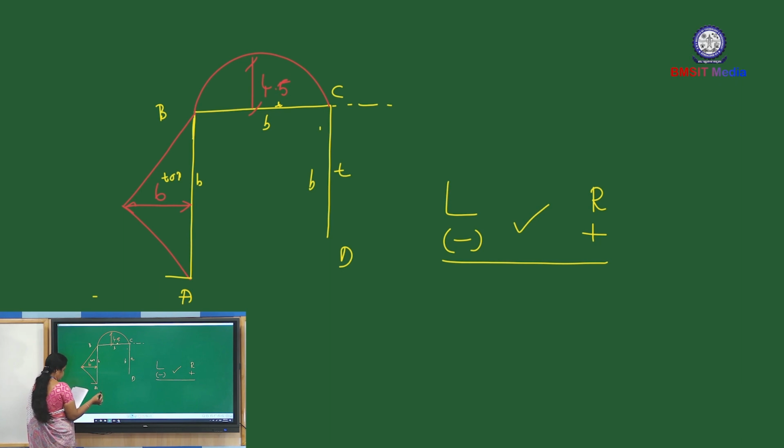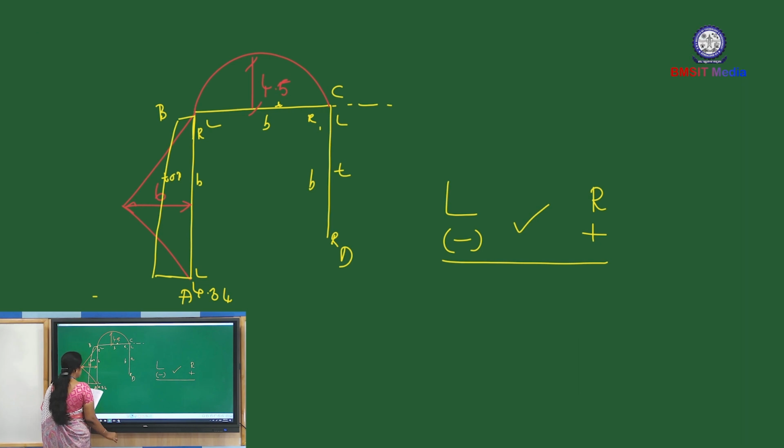So this is minus 4.34. Next, MBA is plus 2.21, right side. Right side plus 2.21 means above the baseline. This is plus 2.21. Connect the line. Next, coming to BC, MBC is minus 2.21. Left side minus means above the baseline, minus 2.21.